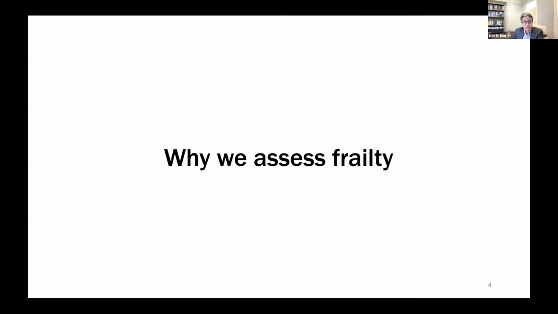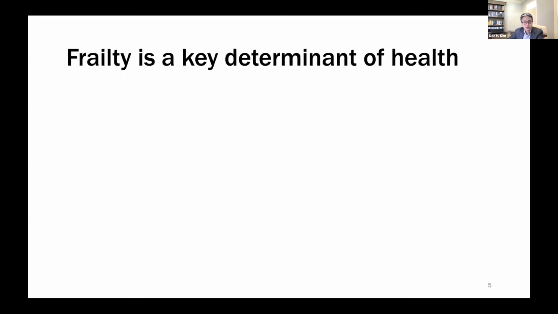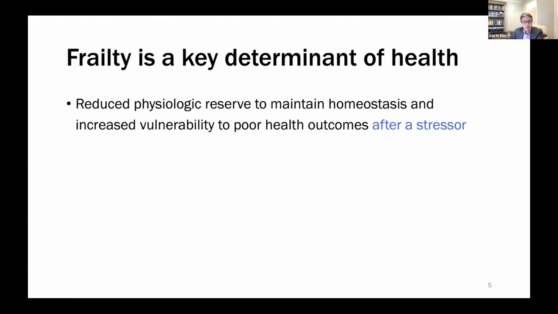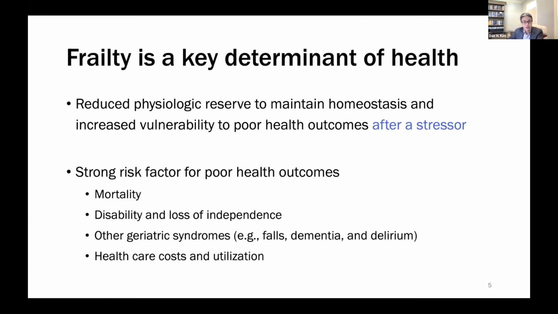So why do we assess frailty? It is because frailty is a key determinant of health in older adults. Frailty is defined as a clinical state characterized by reduced physiologic reserve to maintain homeostasis and increased vulnerability to poor health outcomes after a stressor. It is a strong risk factor for mortality, loss of independence, other geriatric syndromes, including falls, dementia, and delirium, and excess healthcare costs and utilization.